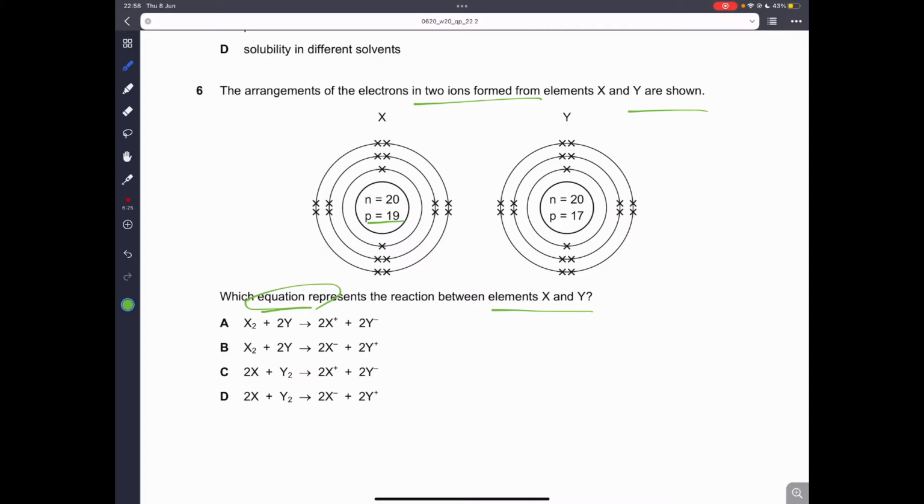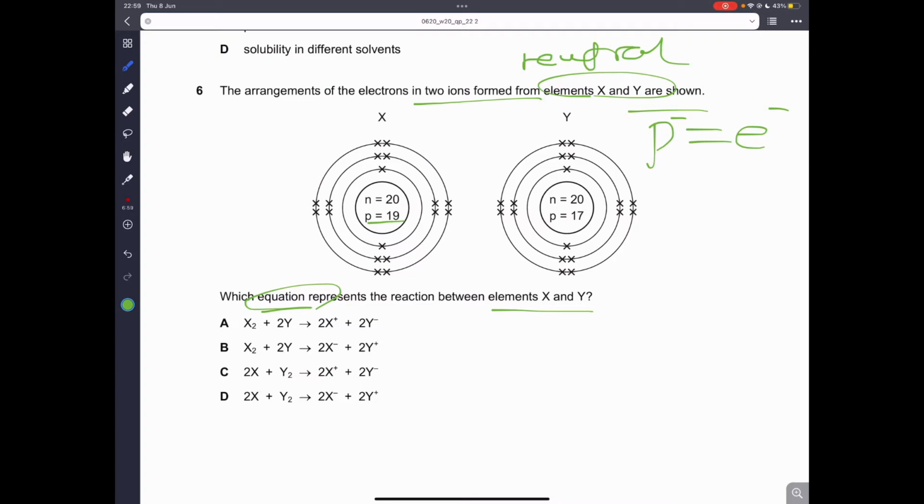But remember, we're given the electron number as well. So we can count how many electrons there are, and they're basically two ions formed. The elements X and Y, as you know, are neutral, and so the number of protons has to be equal to the number of electrons. So we can count the number of electrons. Let's write them in the electronic configuration.